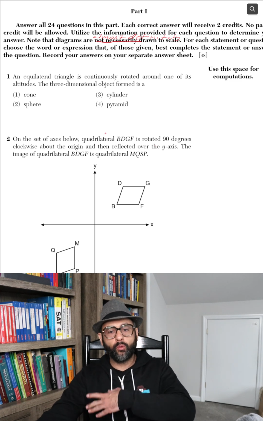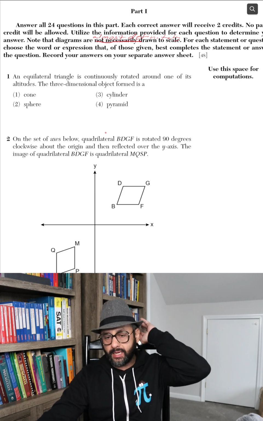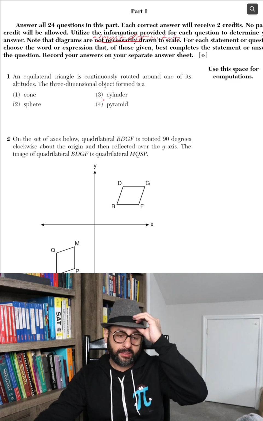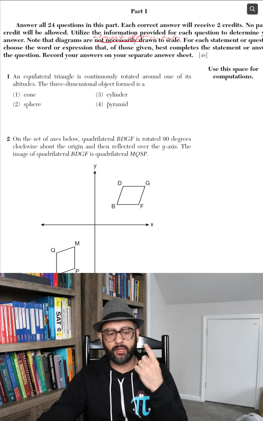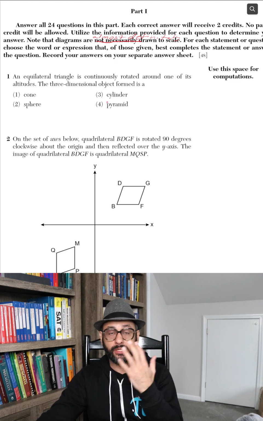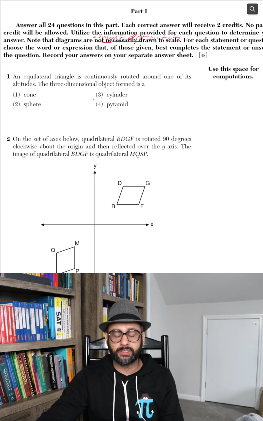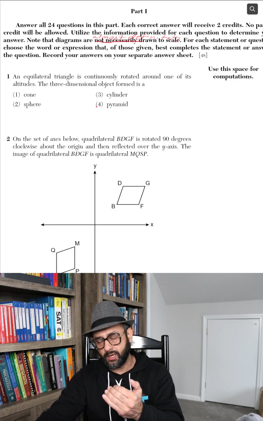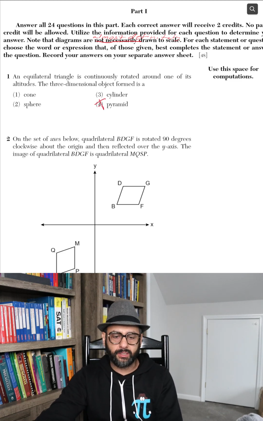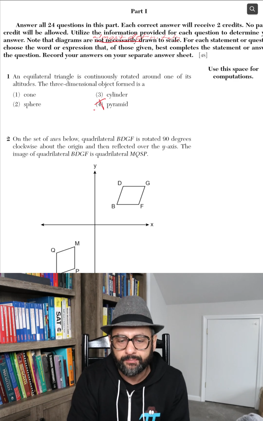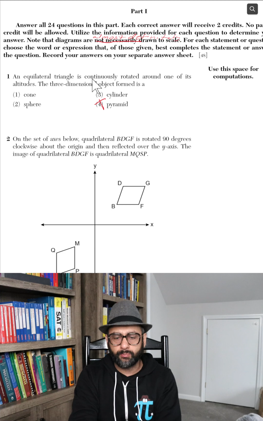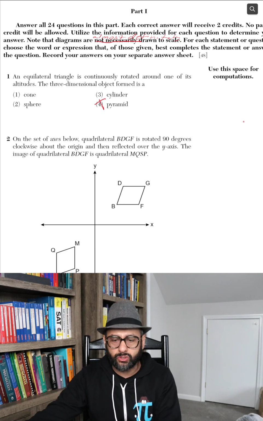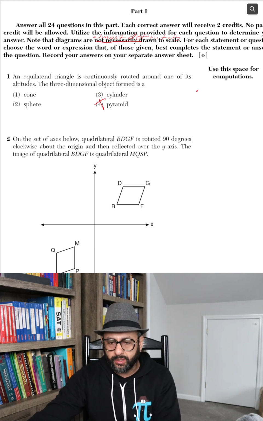Okay, so before I even get an answer to this, I know that rotating a two-dimensional figure in three-dimensional space is going to produce circular objects. So a pyramid doesn't have circular edges. So the pyramid has to be wrong just from moment 1. So now let's look at what's being rotated. It's an equilateral triangle, and it's rotated around one of its altitudes.